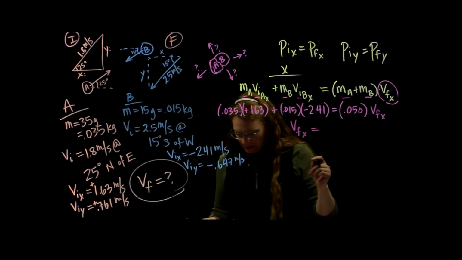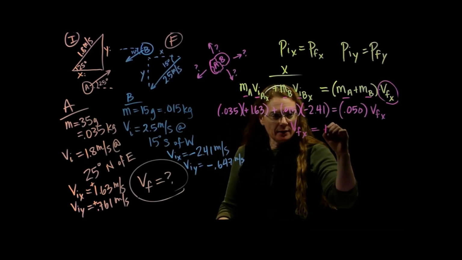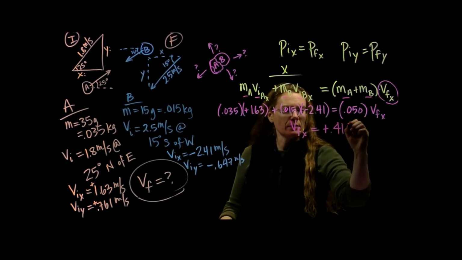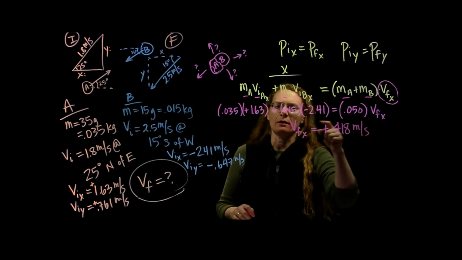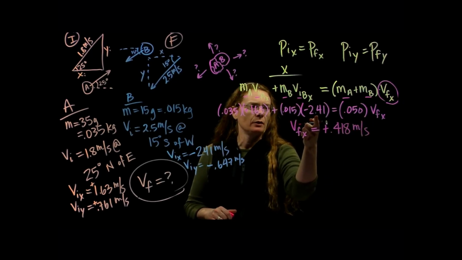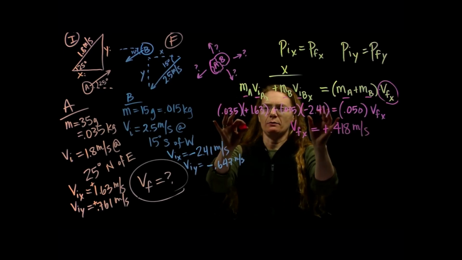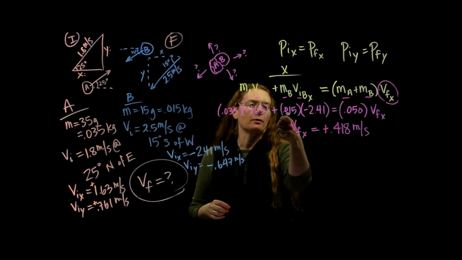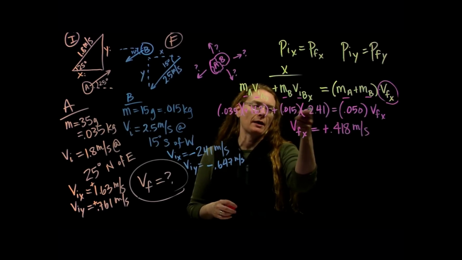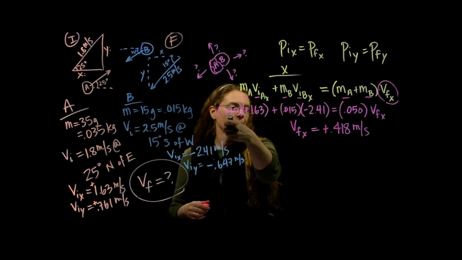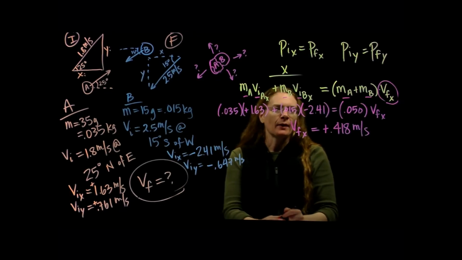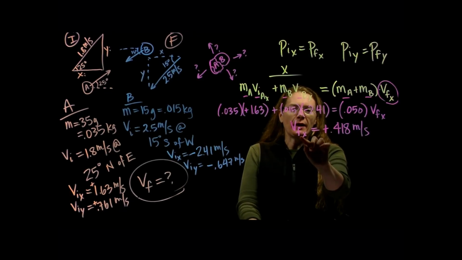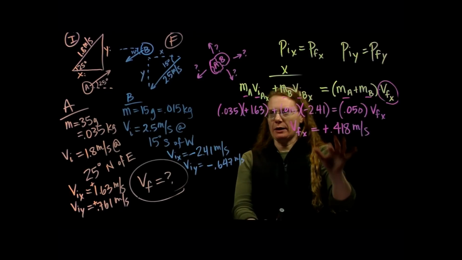and what do I get? Positive 0.418 meters per second. This is a bigger velocity negative. Why did it end up positive? Oh, heavier mass. So heavy mass going to the right, lighter mass going to the left. So even though the lighter mass is going faster, apparently that one wins. All right, so there's my final velocity in the x direction.